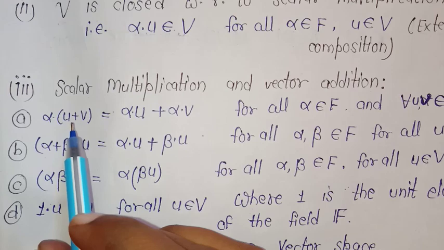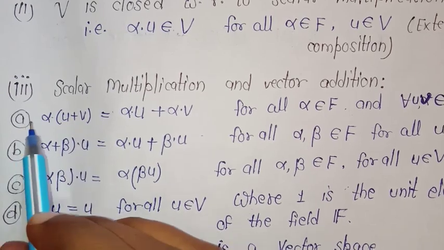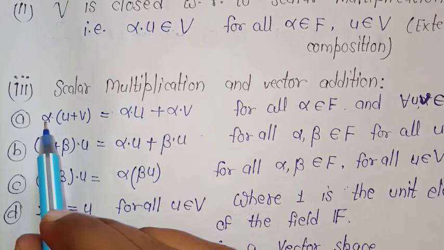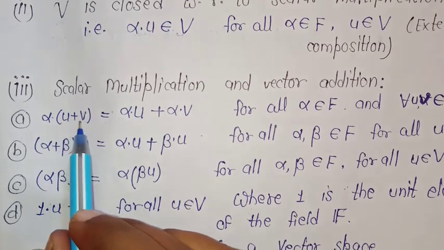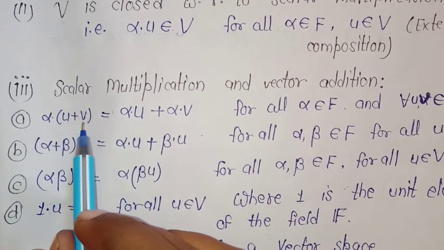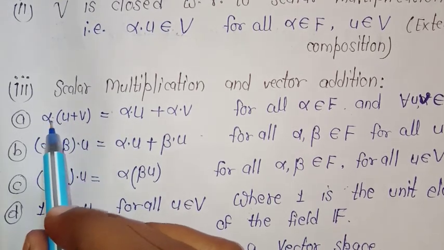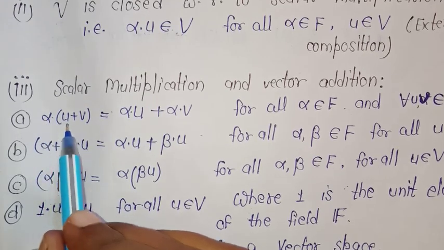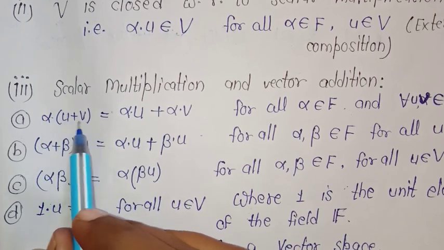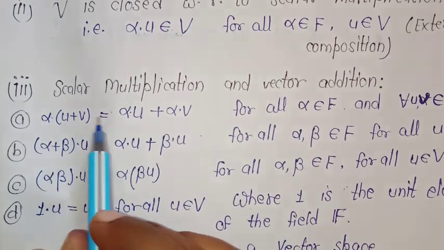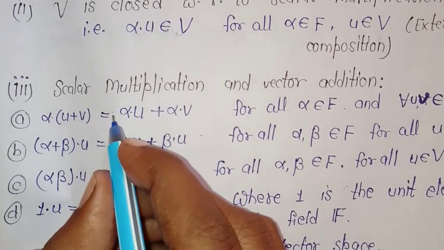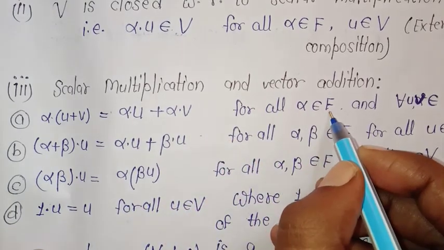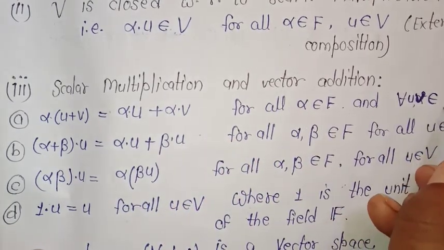In these properties, we will take two vectors and see the distributivity of scalar over the vector addition. These two vectors are added, so this is called vector addition, and we are multiplying it with a scalar, that's why it is called scalar multiplication. So this is just a distribution of scalar multiplication over the vector addition. Alpha dot (u plus v) is equal to alpha dot u plus alpha dot v, and this is true for all alpha belonging to F and for all u, v belonging to V.